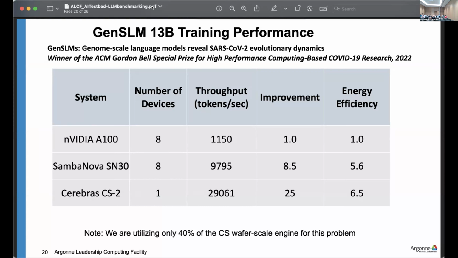And again, for this model, the entire CS-2 was not used. It's about 40% of the entire wafer that was used for this run. So this shows that for LLM-based models, there is increasing support for the new AI systems. And again, there are some challenges that I'll show in the next slides, but they're showing a very promising way of using these systems to run these kinds of models.